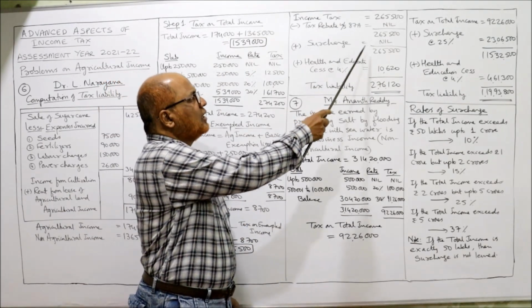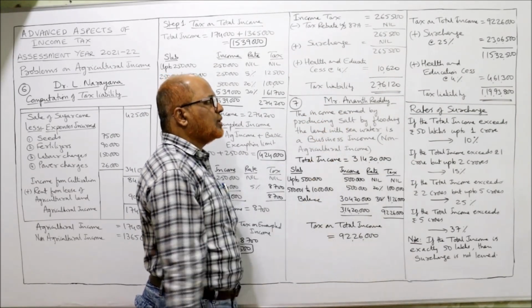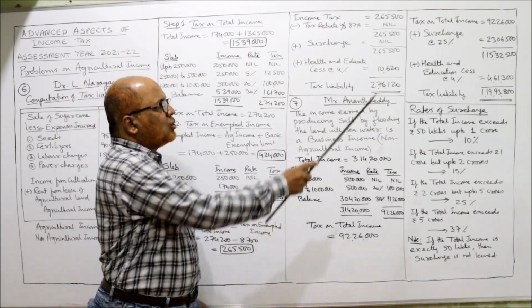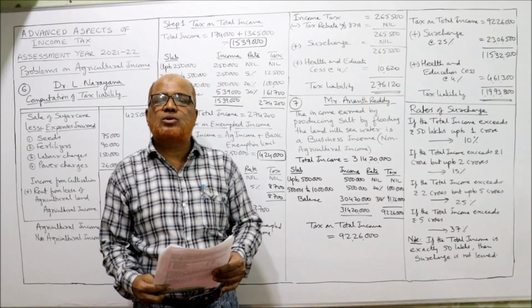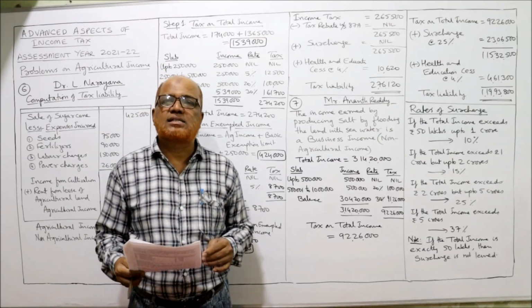So no surcharge. Then health and education cess 4% of 2,65,500, 10,620. So ultimately, finally, the tax liability of the SSC is 2,76,120. That's it. This is the end of problem number 6.